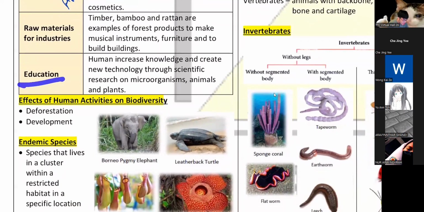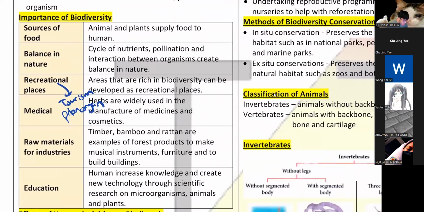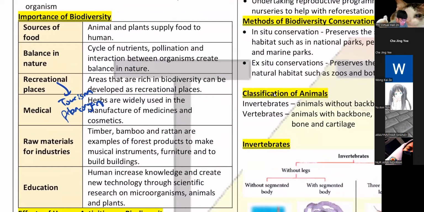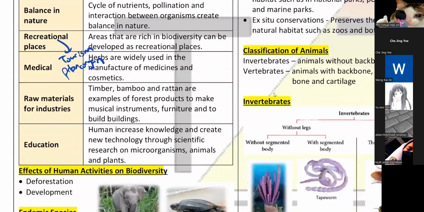Okay, so next, education, pendidikan. This is what I'm doing now lah. I use biodiversity to teach you about environment. This is for pendidikan. Because without them, I can't teach you all this. All right, so 6 purposes here, 6 factors, 6 importance of biodiversity, why we need so many things around.